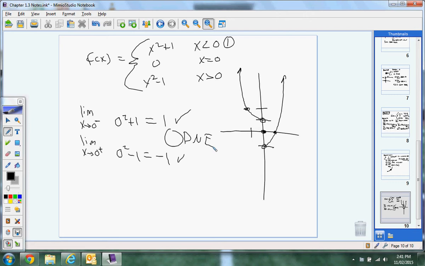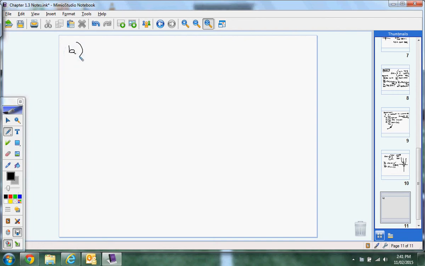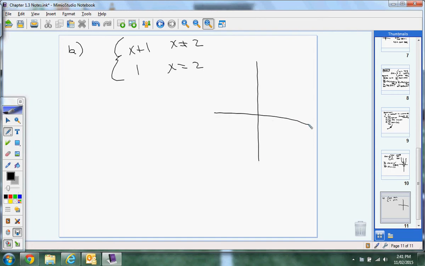Okay, so let's look at the second one here. This is part B of example 5, and then we have example 6, and we're done. So part B, we have x plus 1 for x not equal to 2, and 1 for x equals 2. This one's kind of interesting. What this picture would look like is, at x equals 2, we're right here. It's just a dot by itself, a dot at (2, 1).